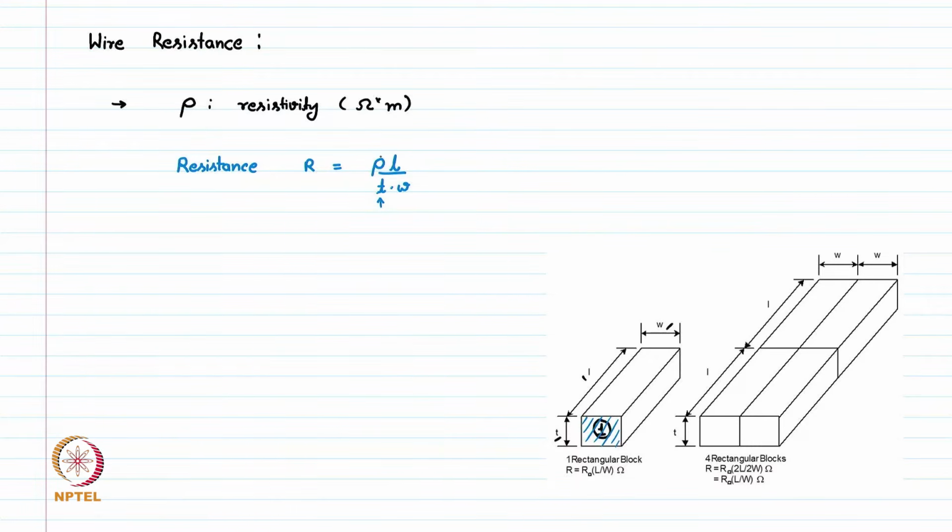So rho and T both are constant, so we can make another constant by combining these, which we are calling R square, into L upon W. Here this R square is called the sheet resistance, and the unit of this is ohm per square. Here this square is a dimensionless quantity.